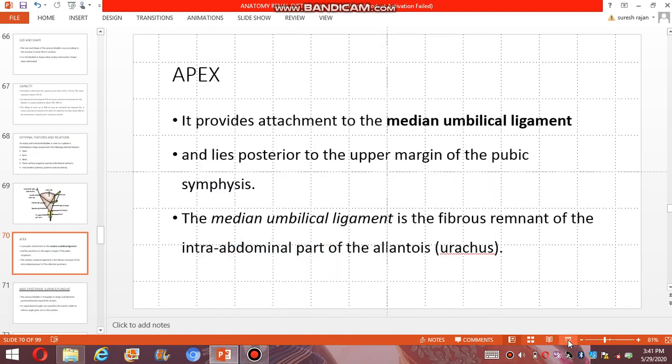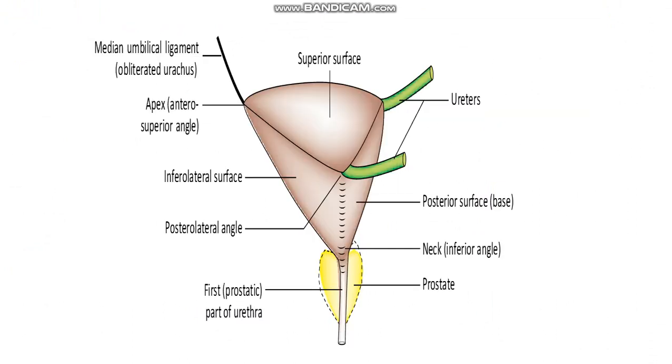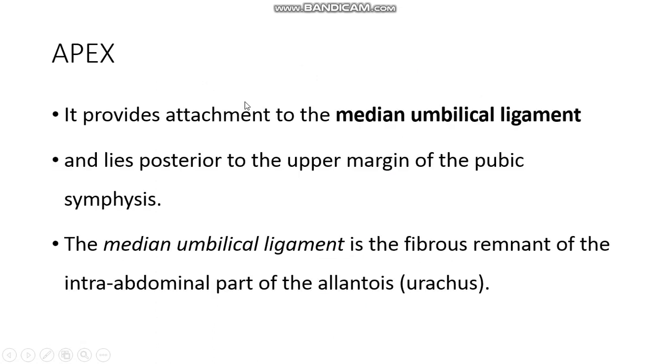Dear students, let us continue with the external features of the bladder. First we can discuss the apex of the bladder. The apex provides attachment to the medial umbilical ligaments that we have seen in the picture, and it lies posterior to the upper margin of the symphysis pubis.